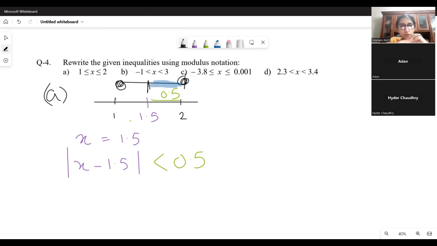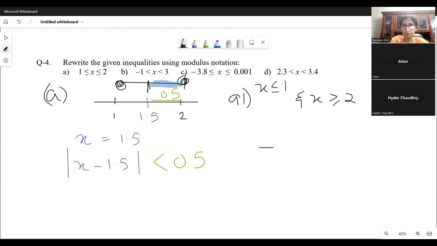Okay, although there's no question in this question number 4 like this, let's call this part A1. I also want to discuss this. What if this were x is greater than or equal to 2 and x is less than or equal to 1? Then the working would have been exactly the same, but the final answer would be different because now the distance is greater than 0.5.